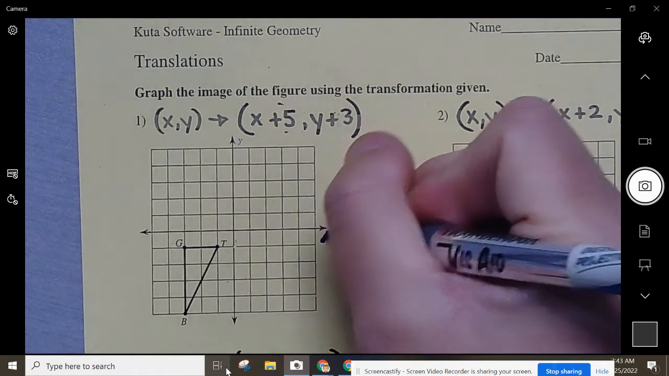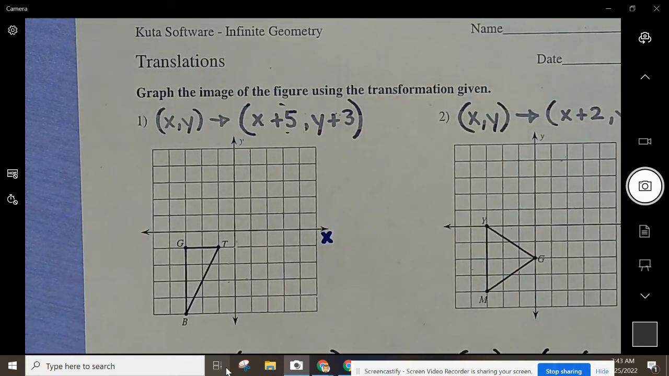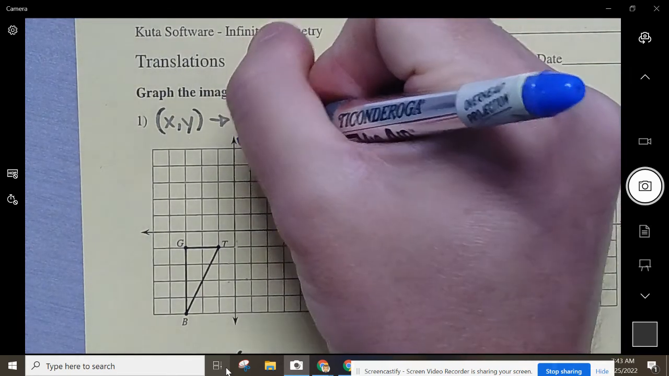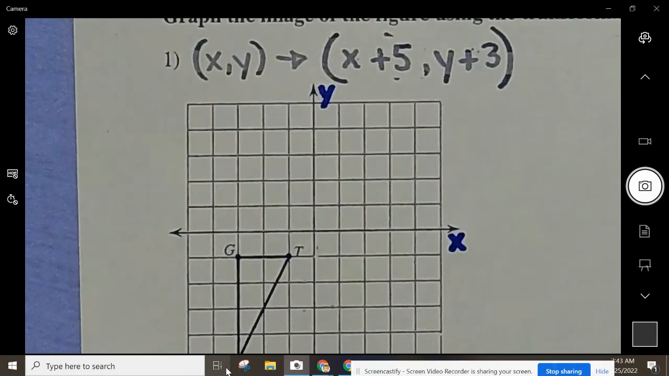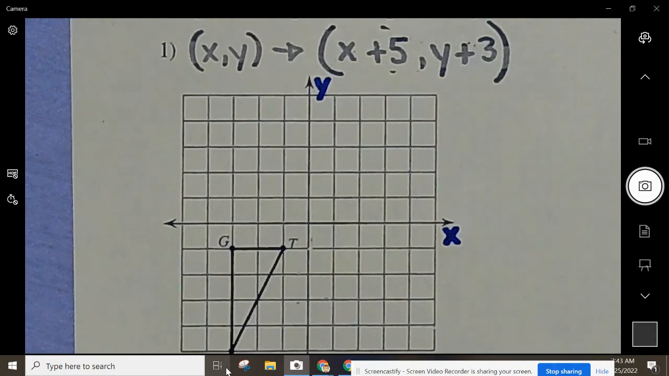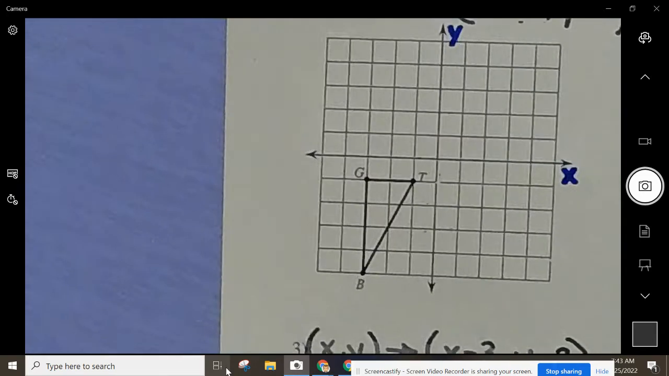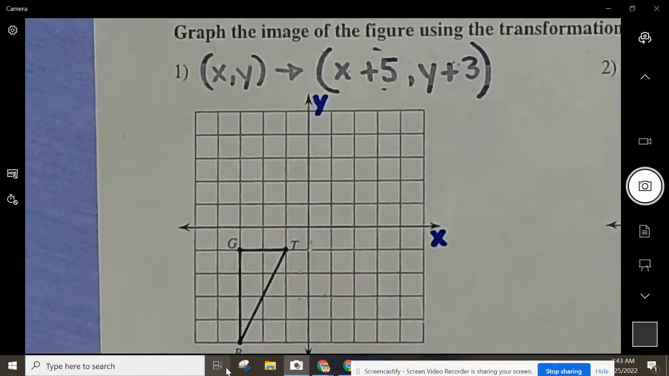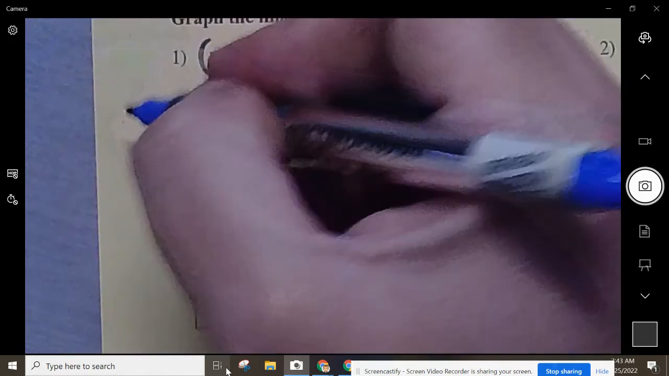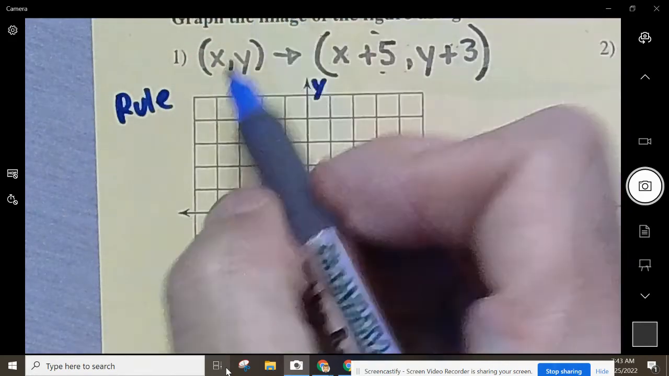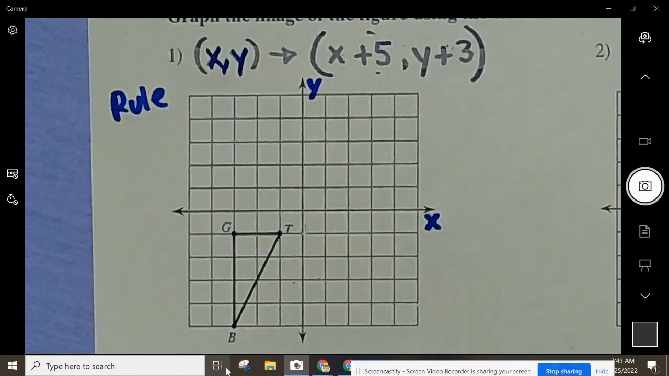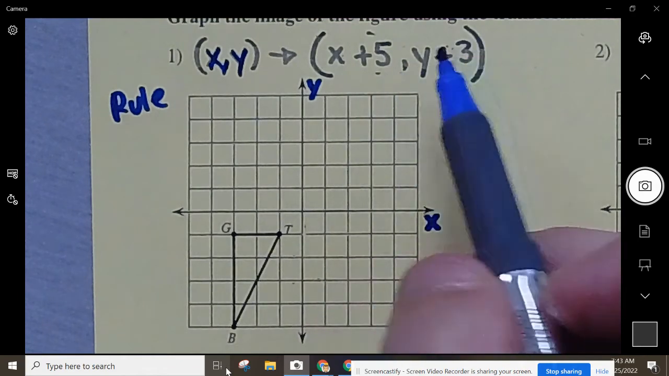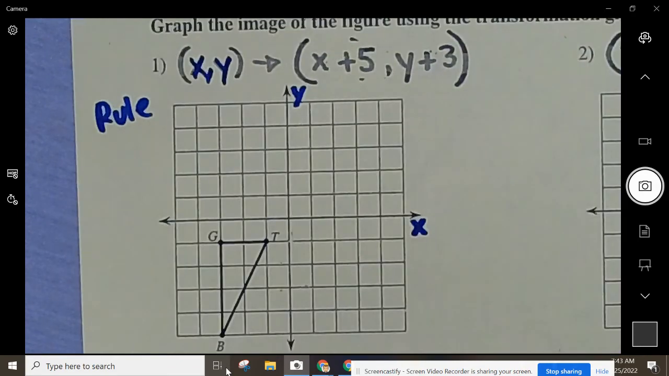Now, you know this is your x-axis, right? You can see that. There's an x written on there. And this is your y-axis, okay? Now, I'm going to zoom in on this whole problem right here, this one. It says x plus 5, y plus 3, okay? This is what we call a rule. It says it's going to start with the normal x, y, but then this is what's going to happen to it. This is the change that's happening. It looks confusing. Just bear with me. You're going to get this, no problem. I promise you, you're going to get this.